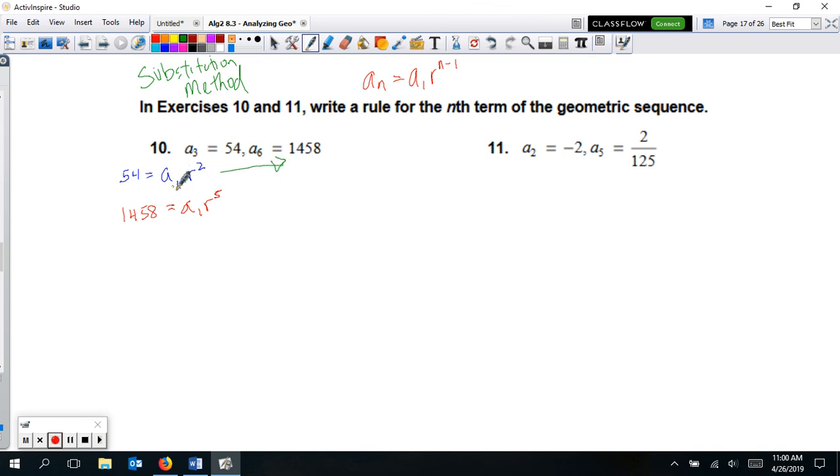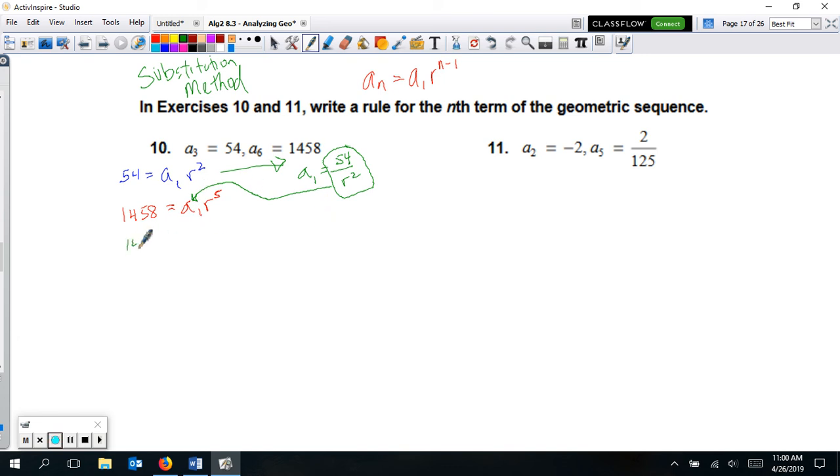So when I do that, all I need to do is just divide by the r squared to get a of 1 by itself. So a of 1 here is going to equal 54 divided by r squared, so that now I can use it to substitute back into right here. I'm going to take this right here and substitute it for my a of 1 right there. So let's go ahead and do that.